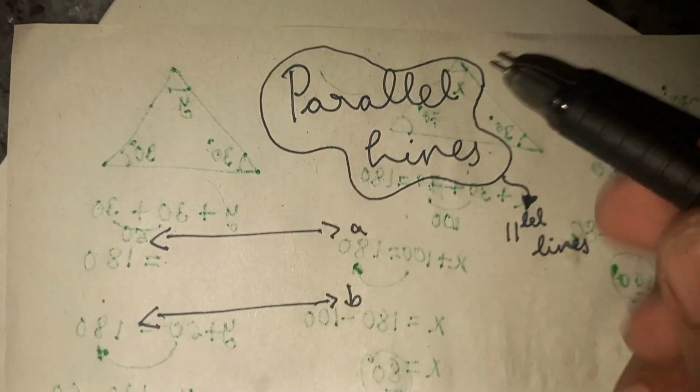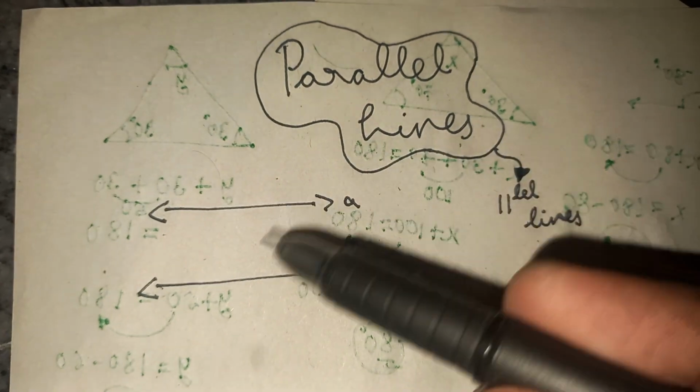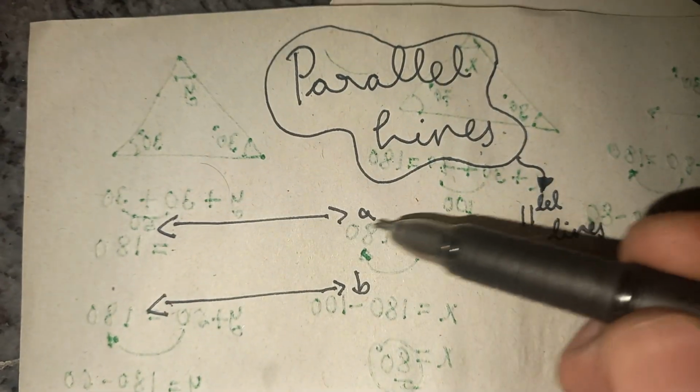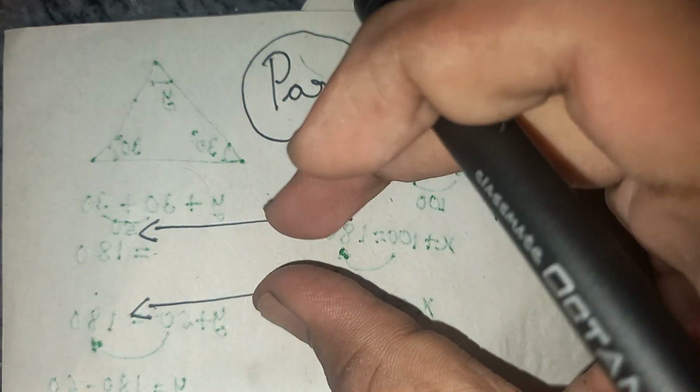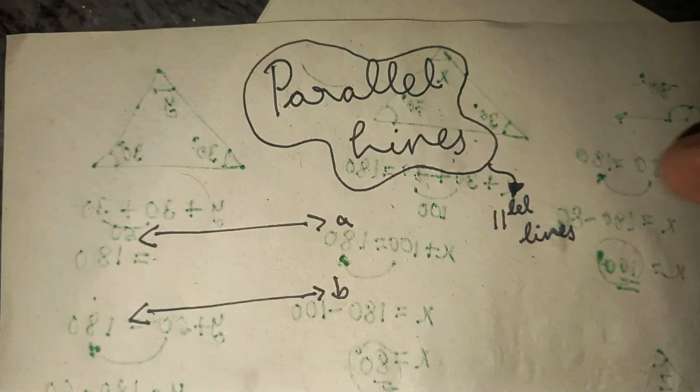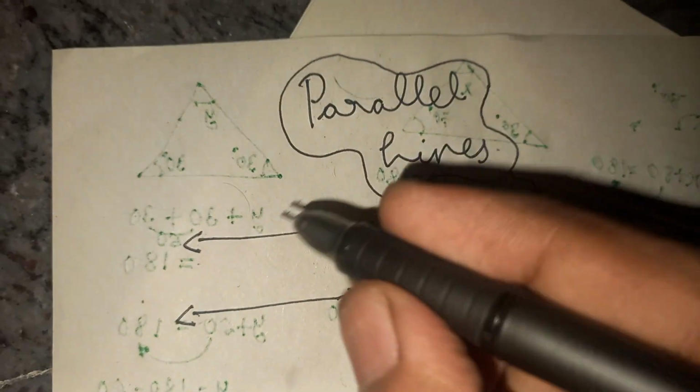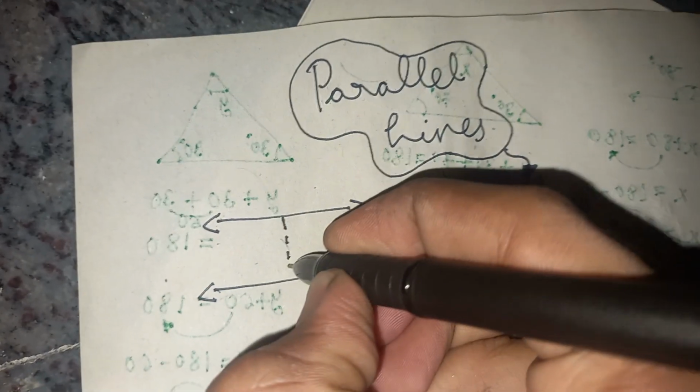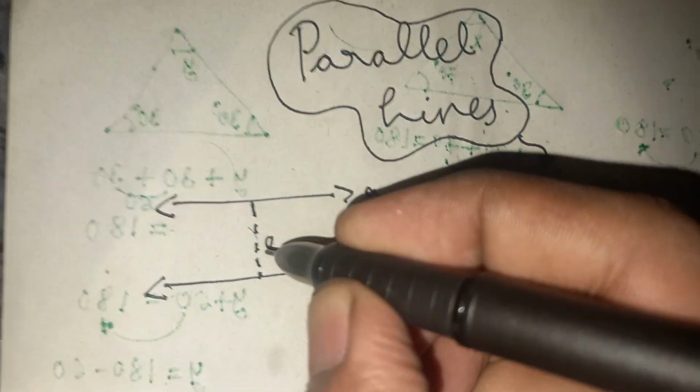Dude, now I'll tell you about parallel lines. Parallel lines means two lines which are never going to meet each other even if you trace them more and more distance, up to miles and miles of distance. They're never going to meet each other because the distance between them always remains the same.